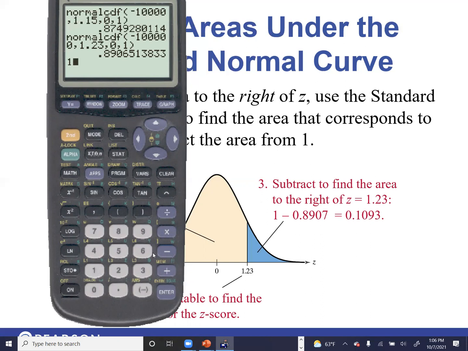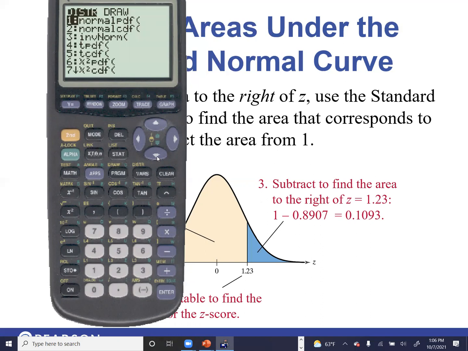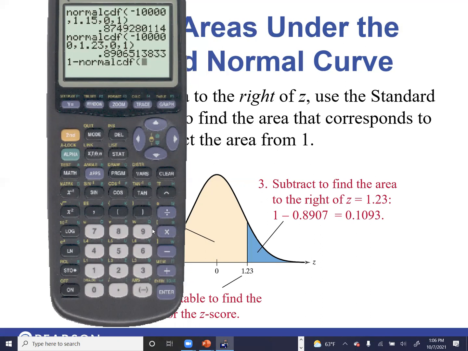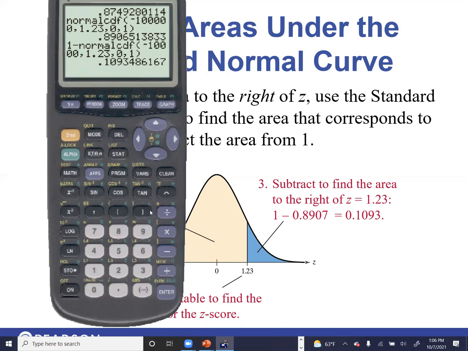1. If you can do it in the calculator, subtract. Now we're going to put it in with the distributive property, so it's 1 subtract this. Negative 10,000, 1.23, mean is 0, standard deviation is 1, and voila. So 1.093.